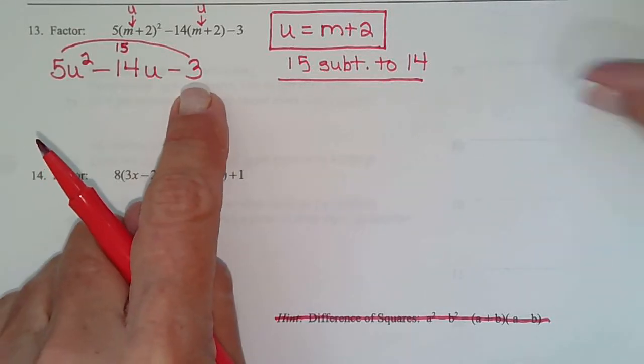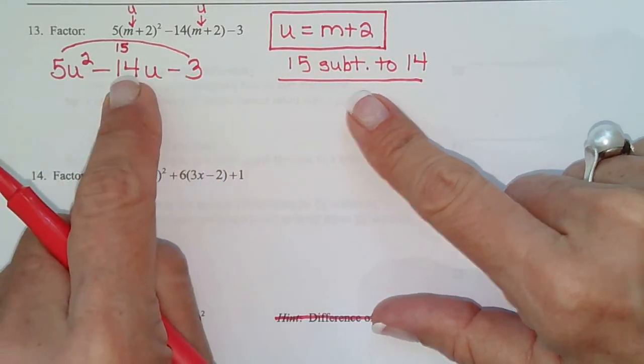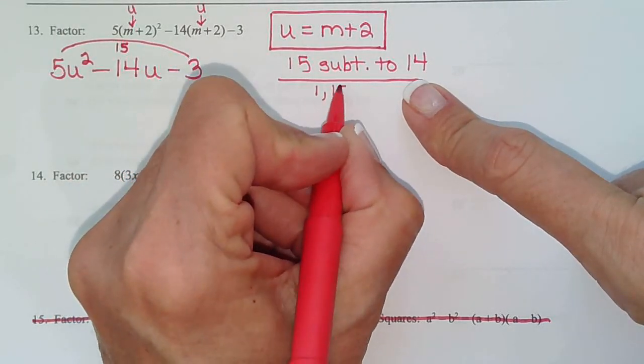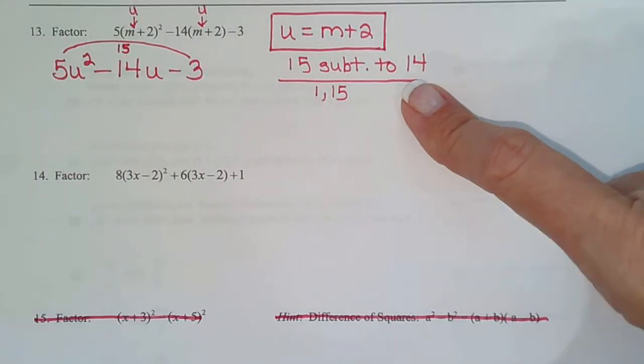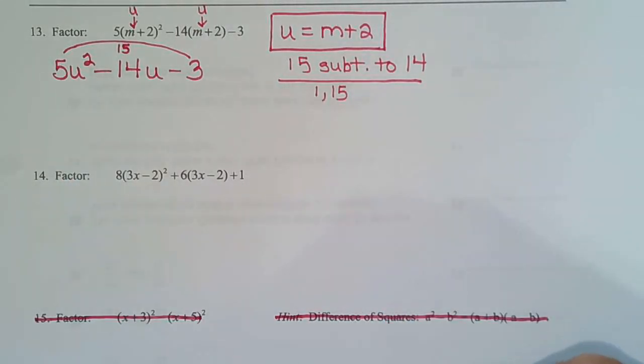So factors of 15 that subtract to 14. Wrote that over here. So 1 and 15, boom, got it on the first try. What's 15 minus 1? 14. So now we just need to fix the signs.